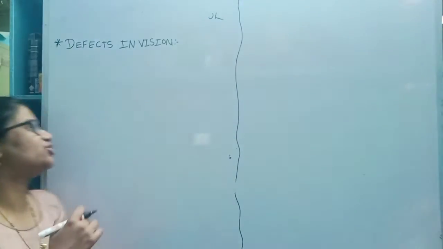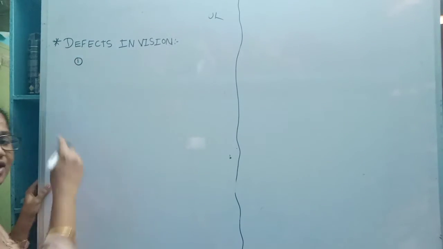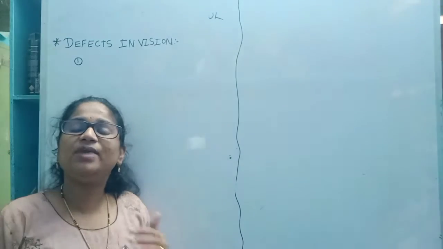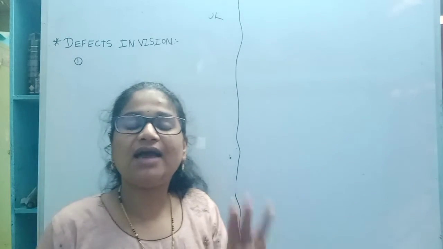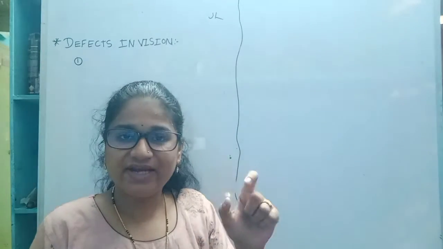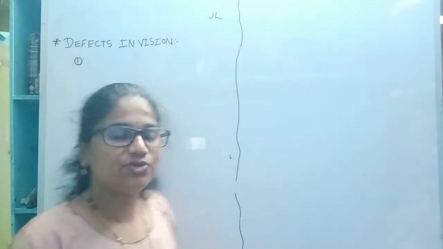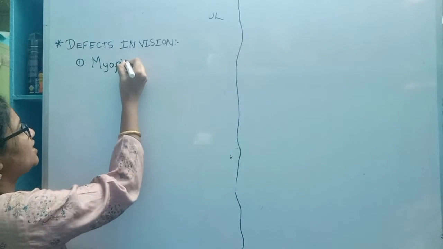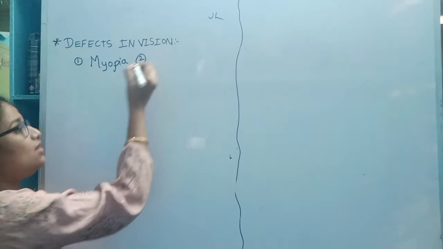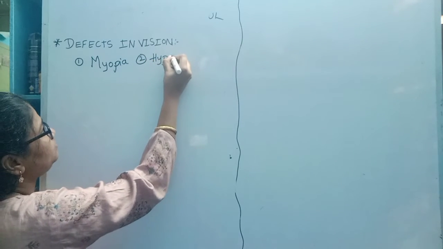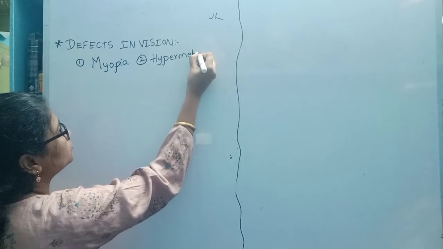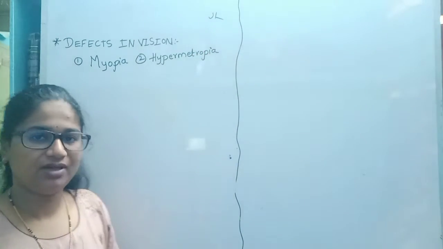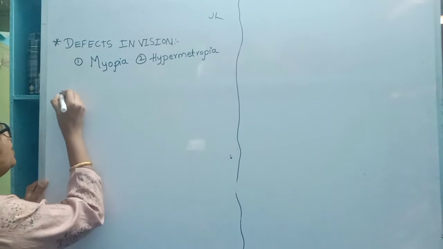In the defects of vision, we are going to discuss three vision related defects. Vision related means sight related defects. We have many other eye problems, but these three are important vision related defects which we are going to study in our syllabus. You have to remember these scientific terms and they are very important. Don't get confused. Myopia, hypermetropia, and presbyopia. So first we will discuss myopia.